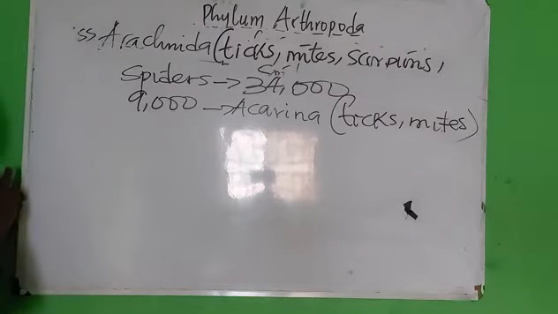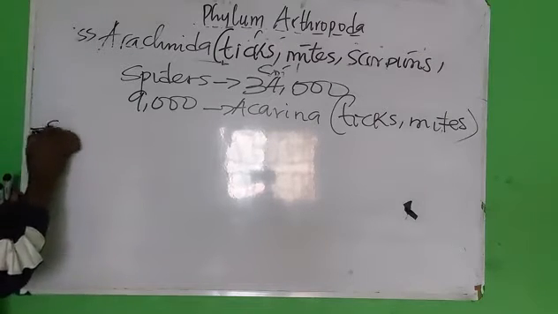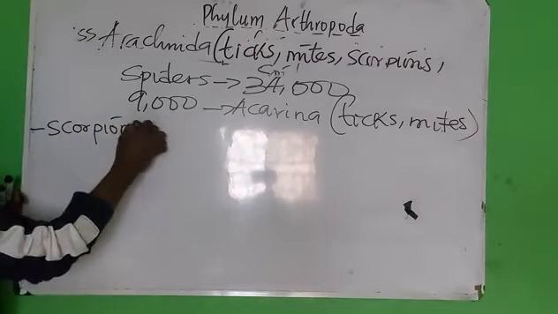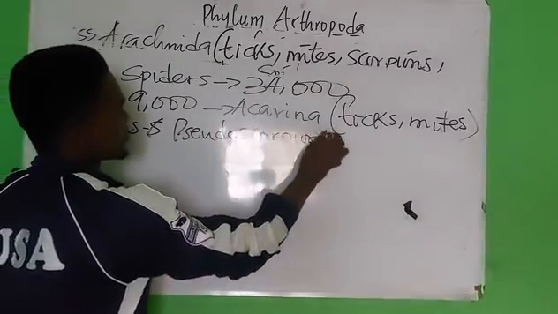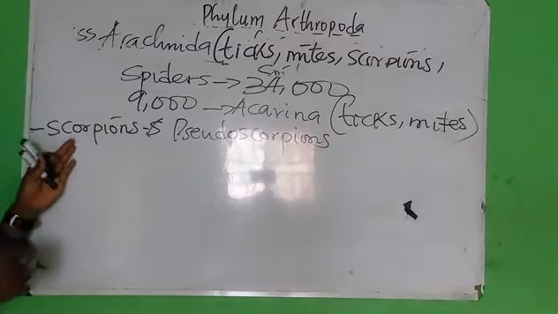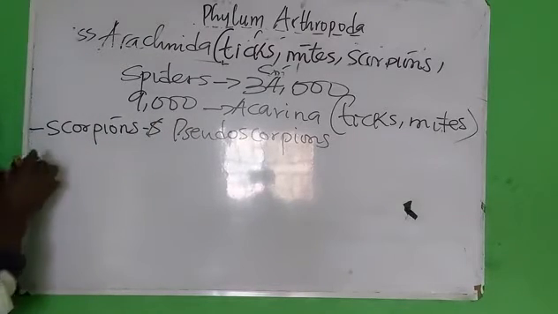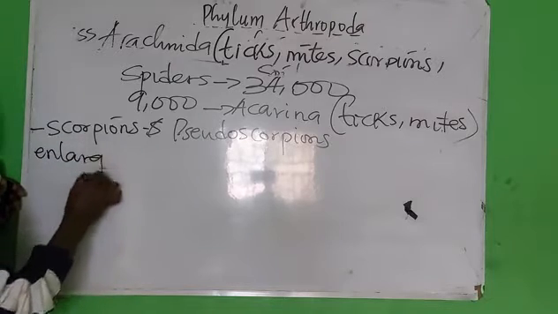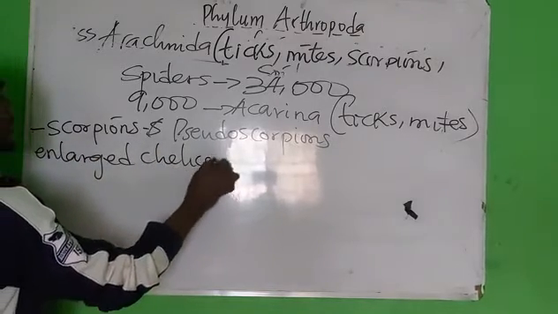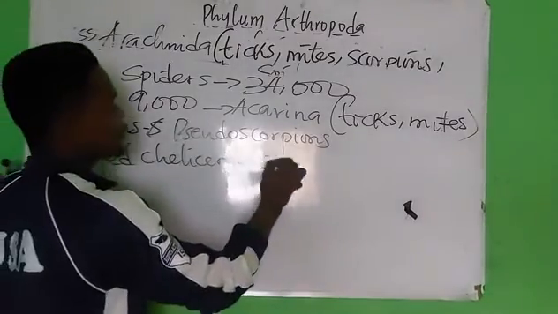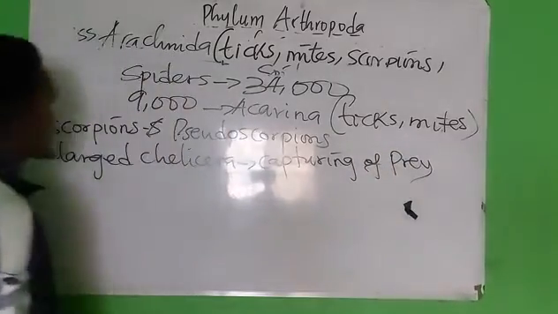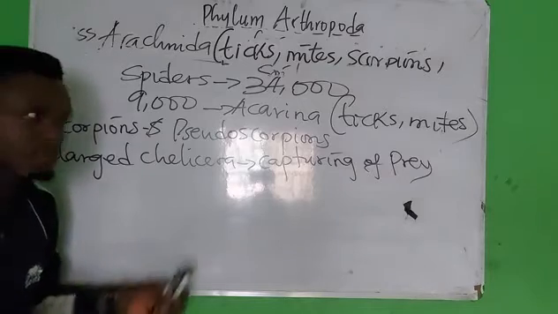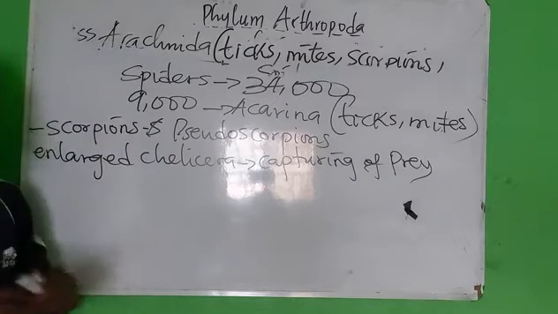The scorpions and pseudoscorpions possess an enlarged chelicerae meant for capturing of prey. Capturing of prey.